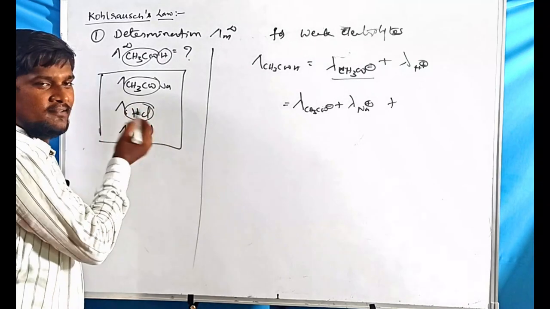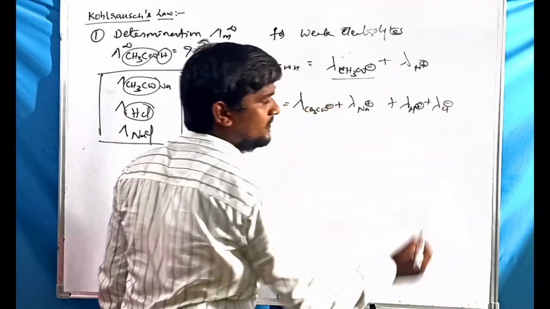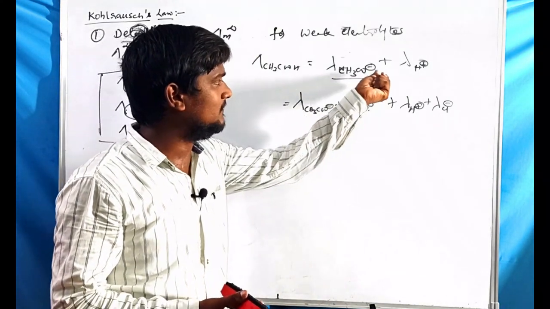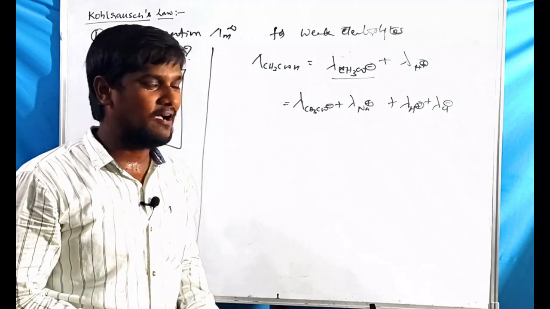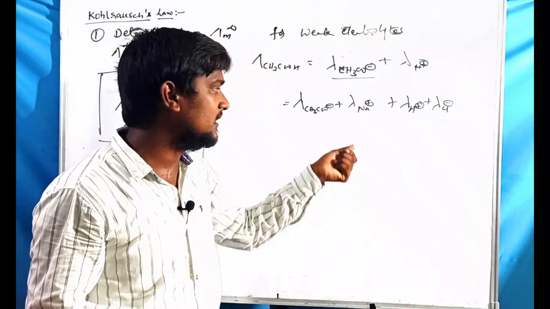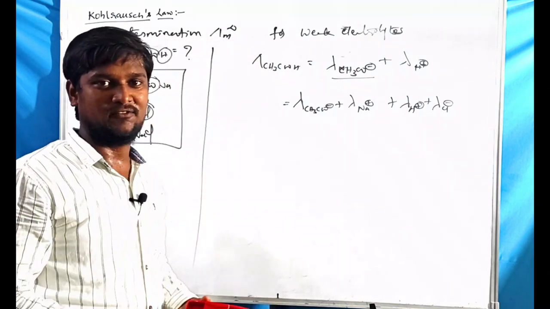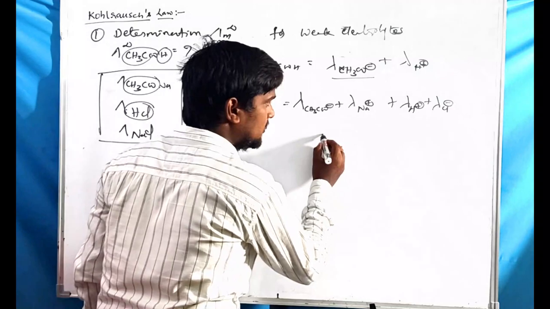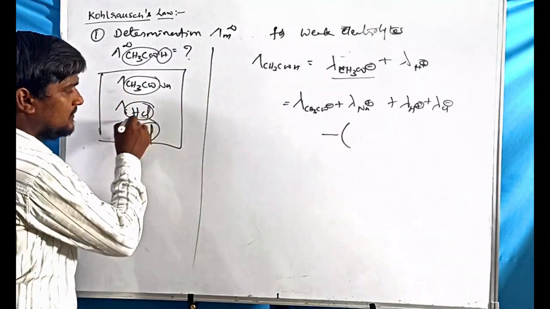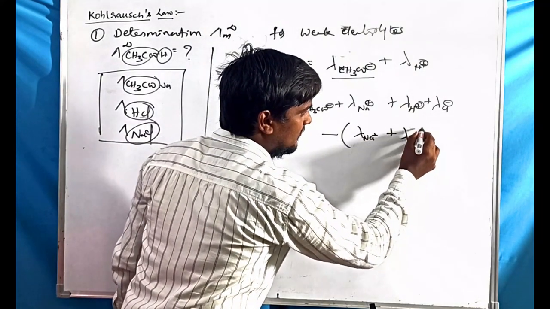So it is common for the HCl: the ionic conductance of H plus and the ionic conductance of Cl minus. Now here we require the compound CH3COO minus, and this H plus is available. So here CH3COO minus and H plus are available. But here Na plus and Cl minus are extra. That means it is not our requirement. So that's why we will subtract those Na plus and Cl minus values. With the help of NaCl, we will subtract the ionic conductance of Na plus and Cl minus.